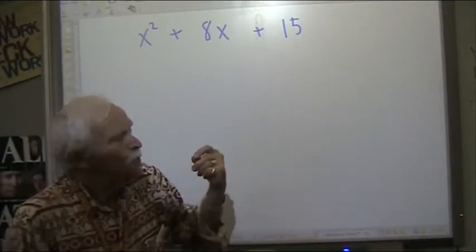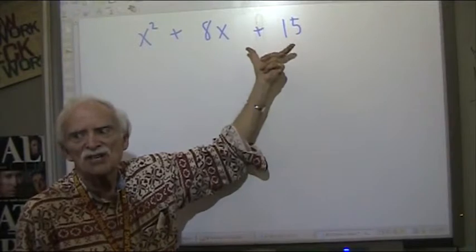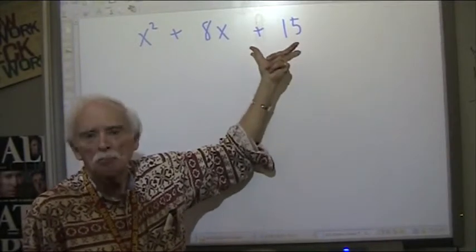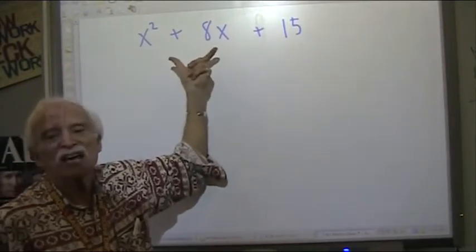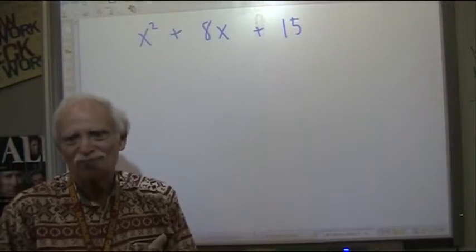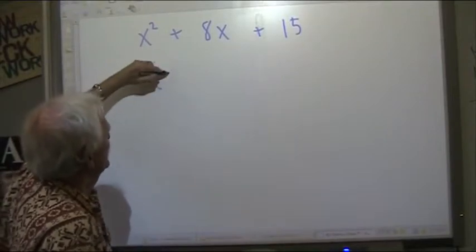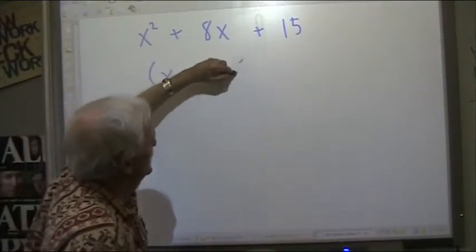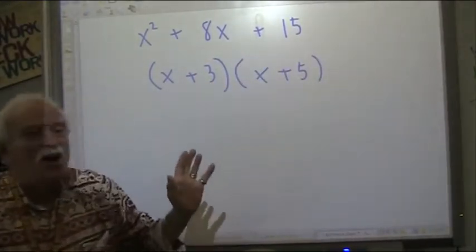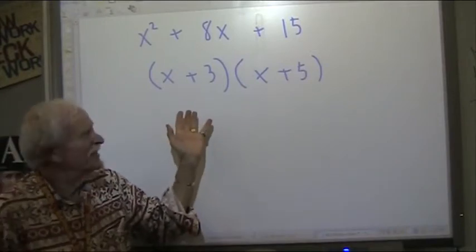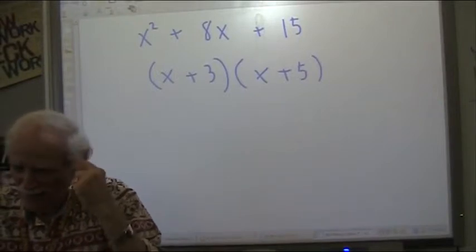Okay, we are looking for multiplying factors of plus 15 that add up to plus 8. And what are those? 3 and 5. So I then write down x plus 3 and x plus 5. This makes so much sense. It's really easy, and it's because of those words that you must make part of your soul.